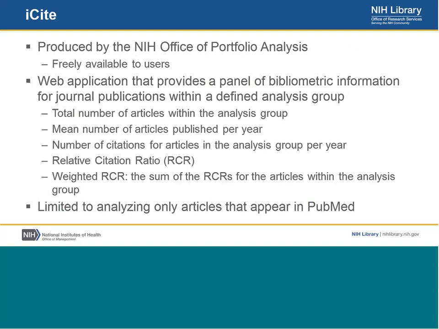An additional resource to highlight is InCites, which is produced by the NIH Office of Portfolio Analysis. This is a resource that's freely available to users. It's a web application that provides bibliometric information for journal publications. So some of the types of information that you can use from InCites are the total number of articles within your analysis group, your mean number of articles published per year. It will give you your relative citation ratio, if that's something you're interested in. It will also give you the weighted RCR.